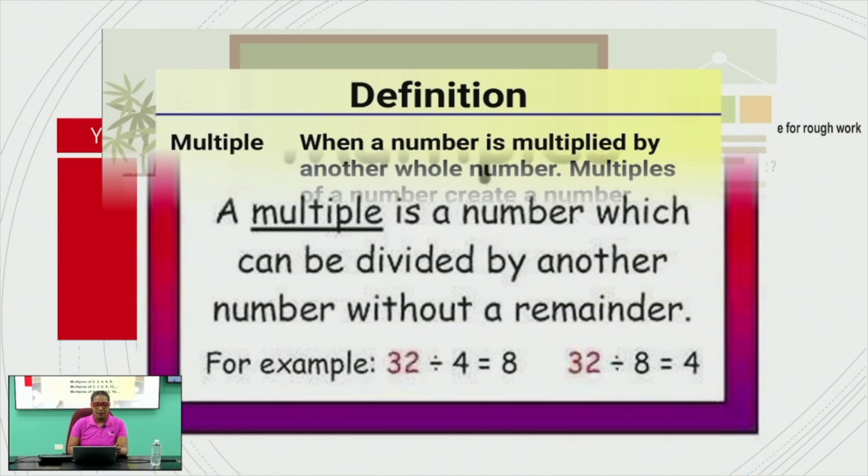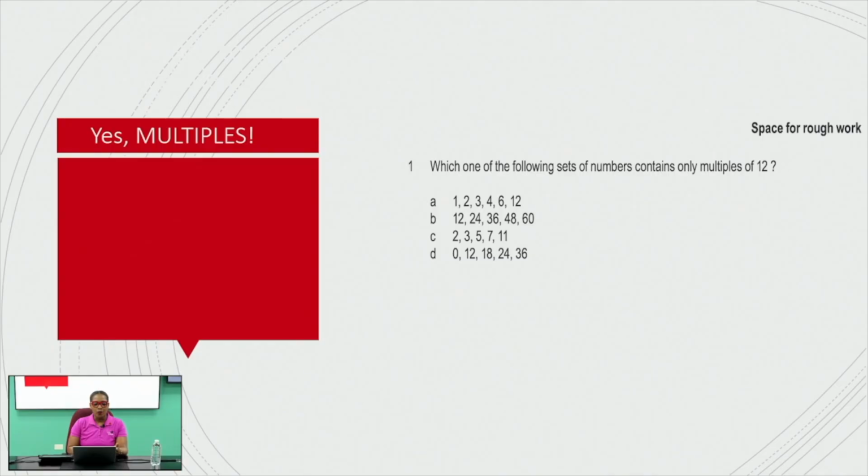So let us go back to the question now. Which of these options, A, B, C, or D, has only multiples of 12? All right, so let's look at option A. We have A being 1, 2, 3, 4, 6, and 12. Remember what I said, multiples, number that 12 can be divided into. You cannot get a set of 12 from 1, 2, 3, 4, or 6. So A is definitely not a good option.